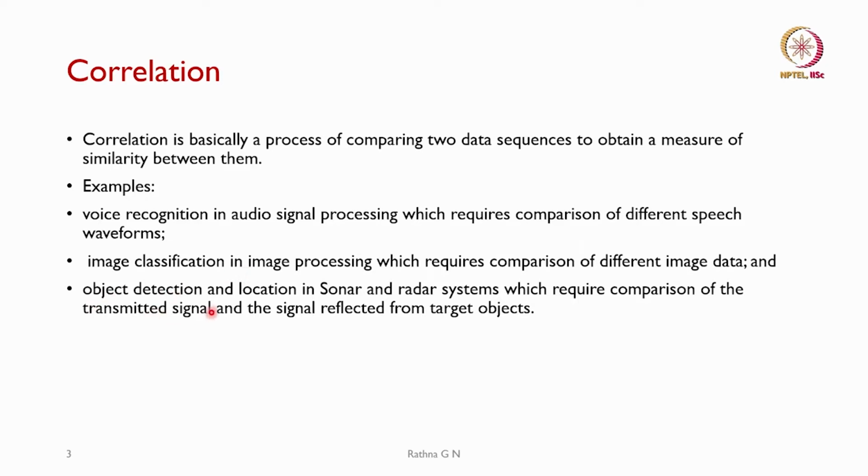The other application, one of the most used in day to day life, is object detection and location in sonar and radar systems, which require comparison of the transmitted signal and the signal reflected from the target objects. Now drones are becoming popular. If a drone is going to cross our border, you want to identify it as a foe and then destroy it. So, a lot of work is happening.